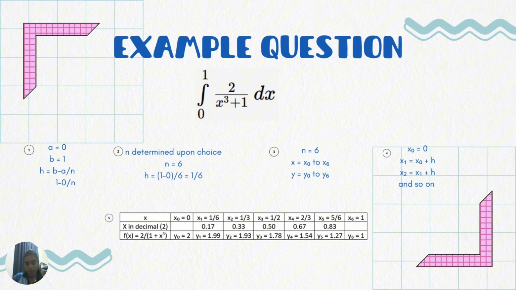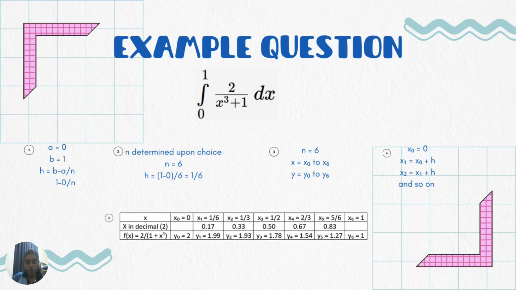Since n is equal to 6, we have to find the value of x and y from x0 to x6 and y0 to y6. To find the value of x, we have to keep in mind that x0 will always be 0 and x1 will be x0 plus h. So in this case, the value of x1 will be x0, which is 0, plus h, which is 1 over 6. So x1 will be 1 over 6. We have to follow this exact same method for all the x till x6.